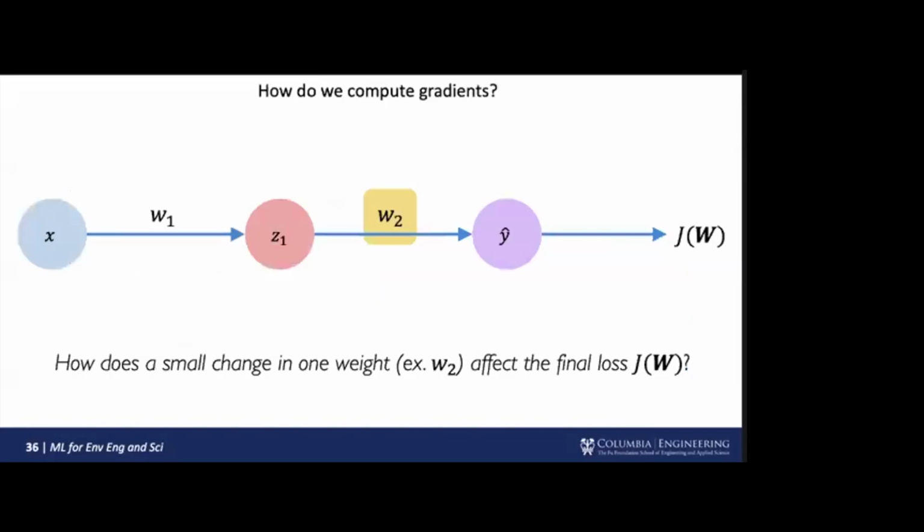Okay, this slide shows a very simple neural network. Again, the input X flows through the network, producing a prediction Y hat, which then gives a loss J(W). The key question is, if we slightly change one weight, how does the final loss change? That's exactly what a gradient measures. Because the network is built as a sequence of operations, a change in one weight affects everything downstream. To compute this efficiently, we use the chain rule from calculus. This process, computing gradients by moving backward through the network, is called backpropagation.